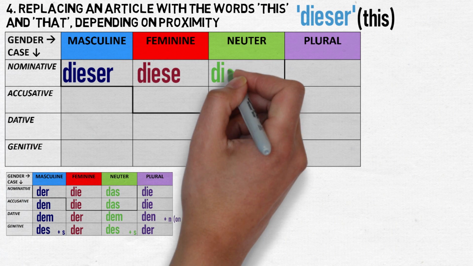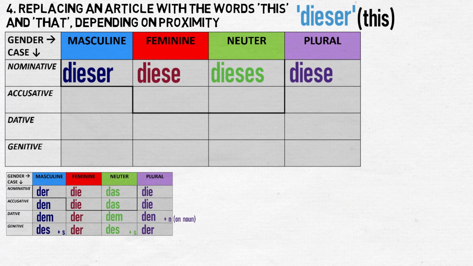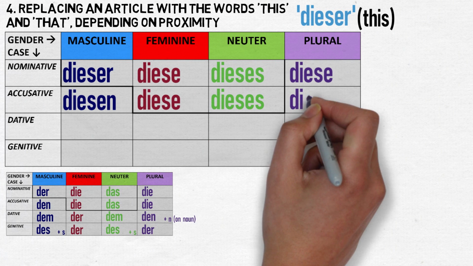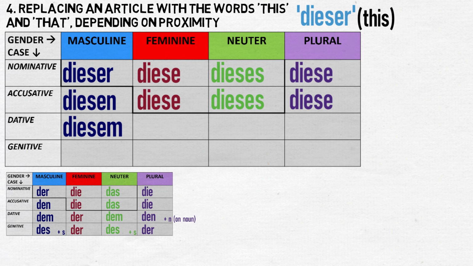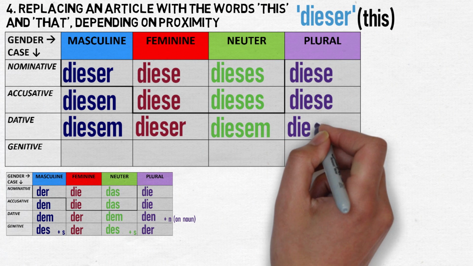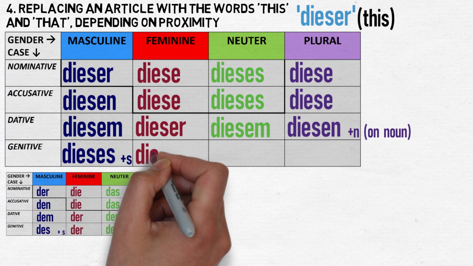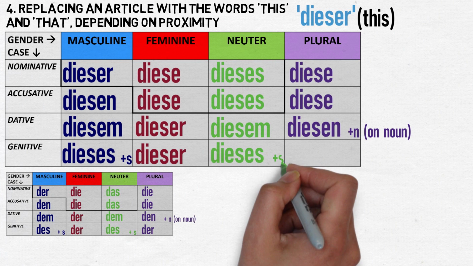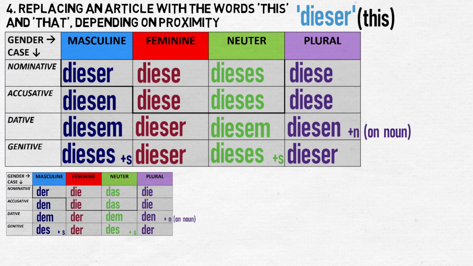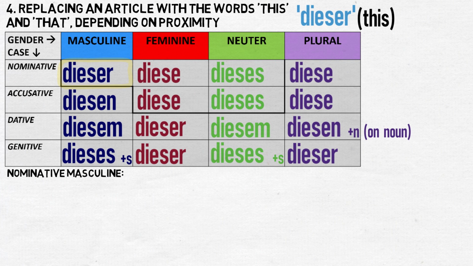Dieser, diese, dieses, diese. Diesen, diese, dieses, diese. Diesem, dieser, diesem, diesen, plus an N on the noun. Dieses, plus an S on the noun. Dieser, dieses, plus an S on the noun. And dieser. As I'm sure you can see, instead of the D of der, this has essentially been replaced with dies.